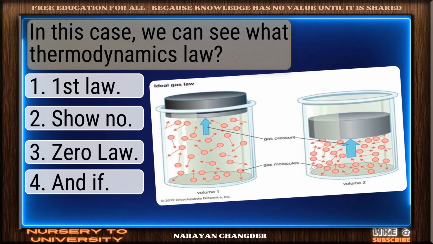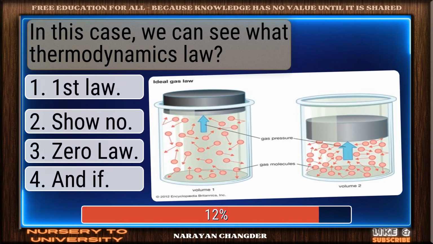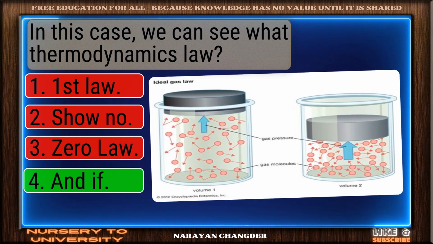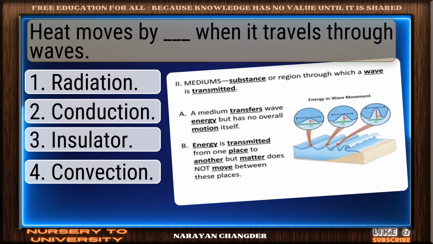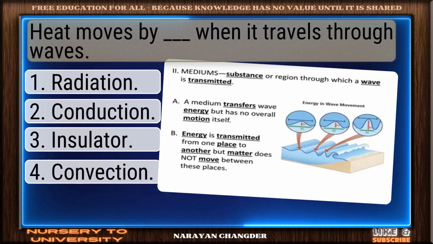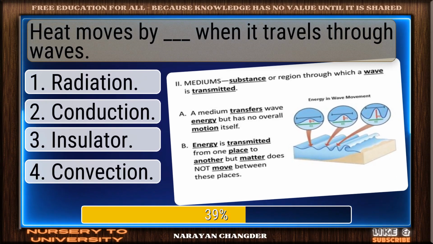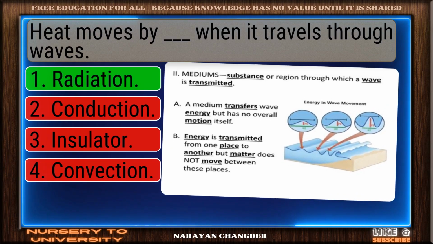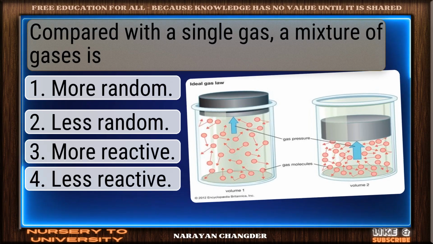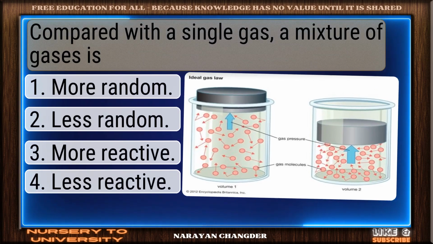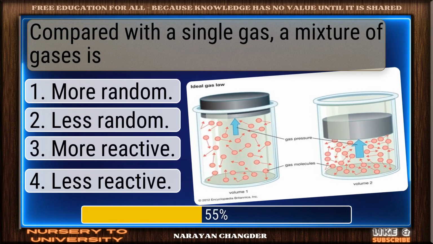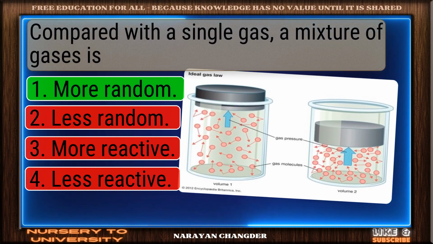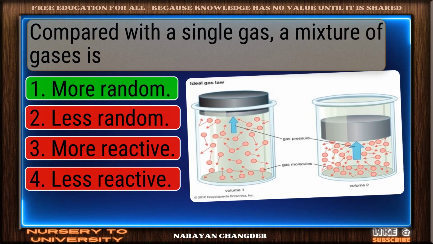In this case, we can see what thermodynamics law. Right choice. And if is the best answer. Heat moves by dash when it travels through waves. Smart pick. Radiation is the correct choice. Compared with a single gas, a mixture of gases is? Well picked. More random is the correct answer.